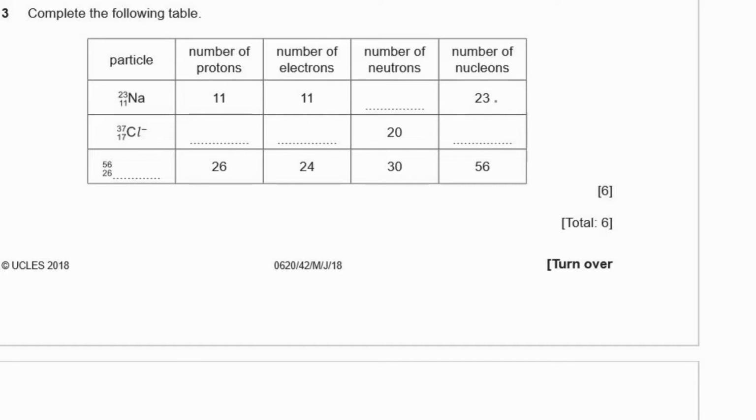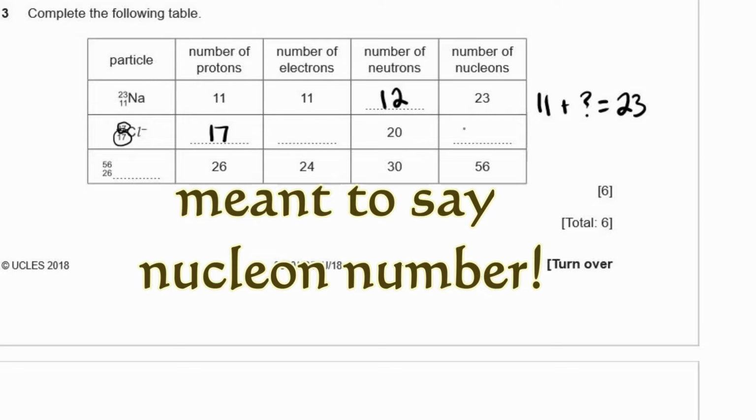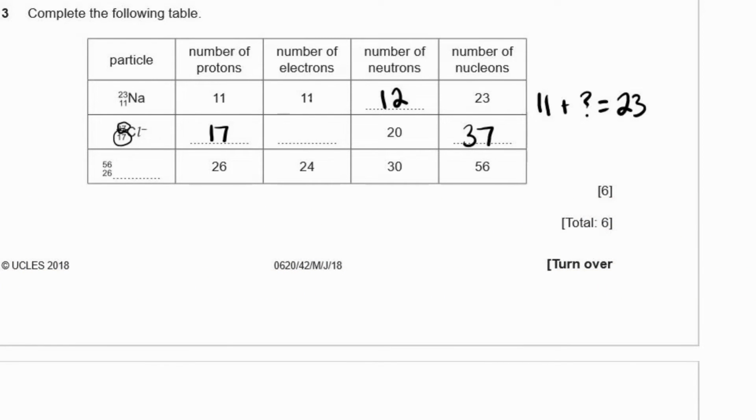Okay, so what do we have here? We have 11 protons plus X number of neutrons makes up 23 nucleons. So that means this is 12. And this one, the small number is the proton number, so that is the number of protons, so that's 17. The large number is the nucleon number, so that's how many nucleons there are. That is, says it's 37. And number of electrons, well, this has a charge of -1, which means there's one more electron than there are protons. So that means that has to be 18.